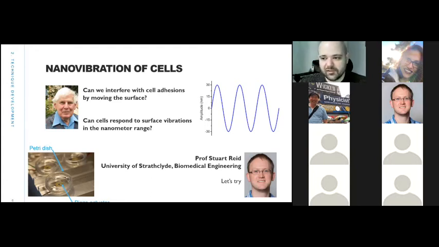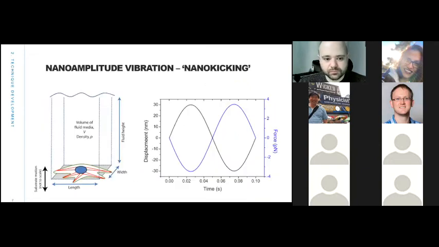And this started the research into the vibration of cells of a variety of types. So what we call nanokicking is actually nano-amplitude vibration. We're talking about having adherent cells growing on Petri dishes or other surfaces. And we're vibrating the Petri dish or the surface by roughly 30 nanometers. And we've taken a lot of effort to try and control this vibration so that we can understand what the cell is experiencing.